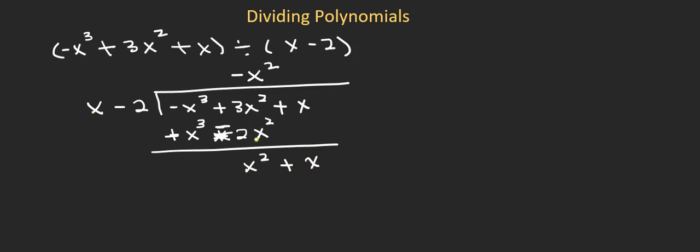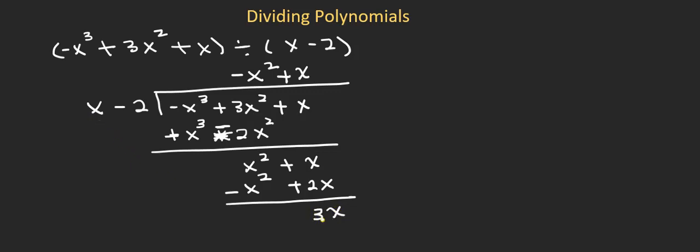And what times x is x squared? That's positive x. So let's distribute, you get x squared and then you get negative 2x. Again, we have to change the sign. We add them up, you get 3x.